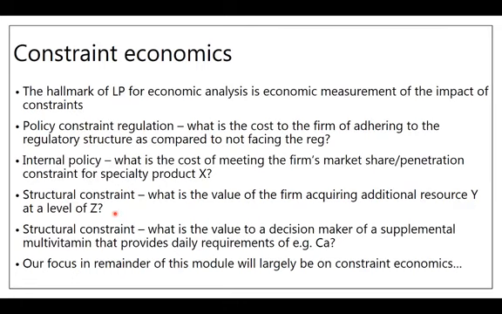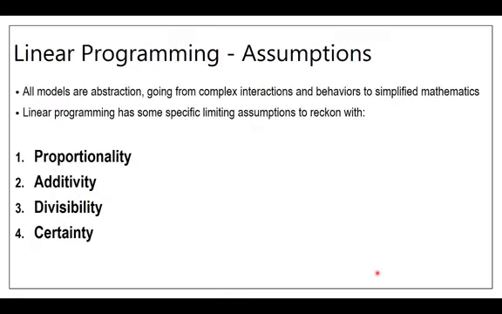Structural constraints again, what is the value if we were thinking about a diet? We need zinc, we need calcium, we need all these things. Well, what if I just took a multivitamin and swapped that in for trying to get those from my food? How much would that multivitamin be worth, and is it cheaper to just get it that way? And then in the remainder of this module, we're mostly going to be focused on constraint economics, really in terms of sensitivity.